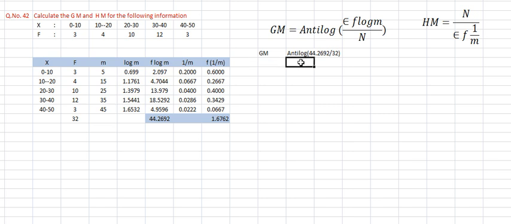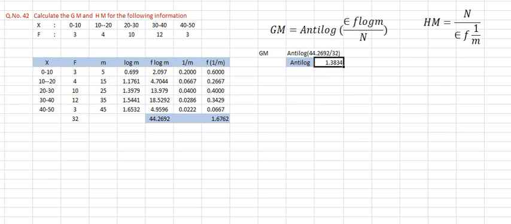So you have to find the antilog: 44.2692 divided by 32. The answer comes to this one. For this answer you have to take 4 places. Now check the output of this example, 1.3834. So first the 4 places you have to find from the antilog. Only this number you have to find from the antilog. So I will show the antilog of which one.